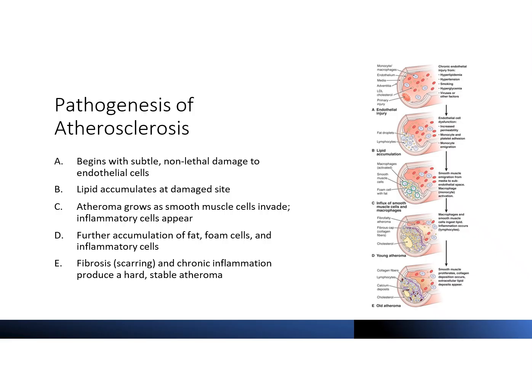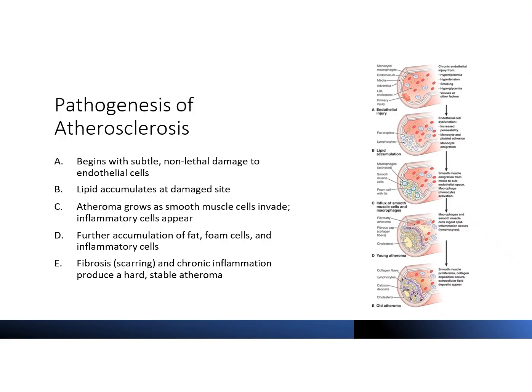Next up is smooth muscle cell migration and inflammation. So next, smooth muscle cells migrate from the media into the intima. At the same time, macrophages and lymphocytes accumulate. Inflammatory mediators are released. Smooth muscle cells begin producing the extracellular matrix. The lesion is no longer just lipid, it is now cellular and inflammatory.